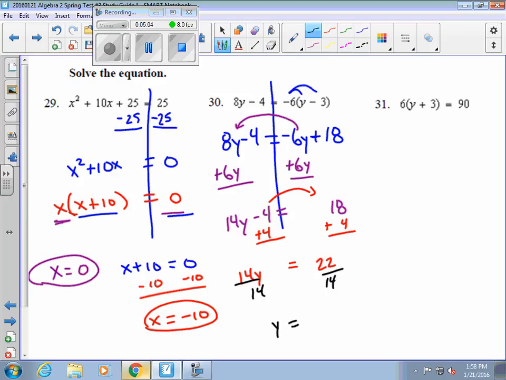Now we can simplify this because the number 2 goes into both of these. It goes into 22 11 times, and it goes into 14 7 times. So y is equal to 11 over 7.